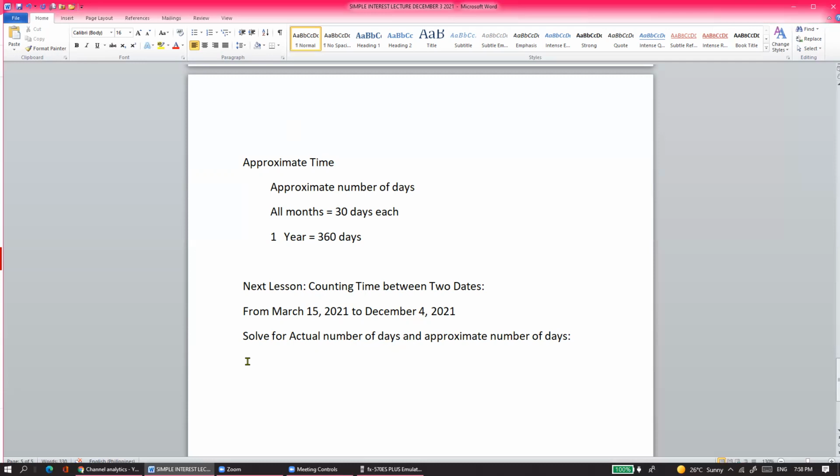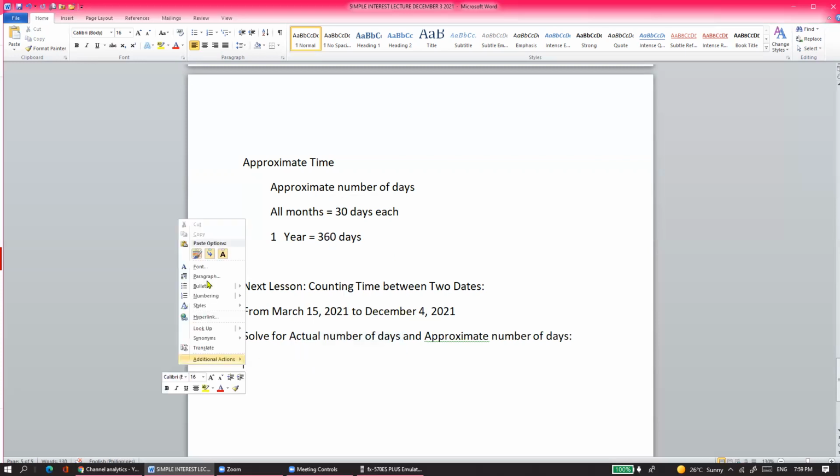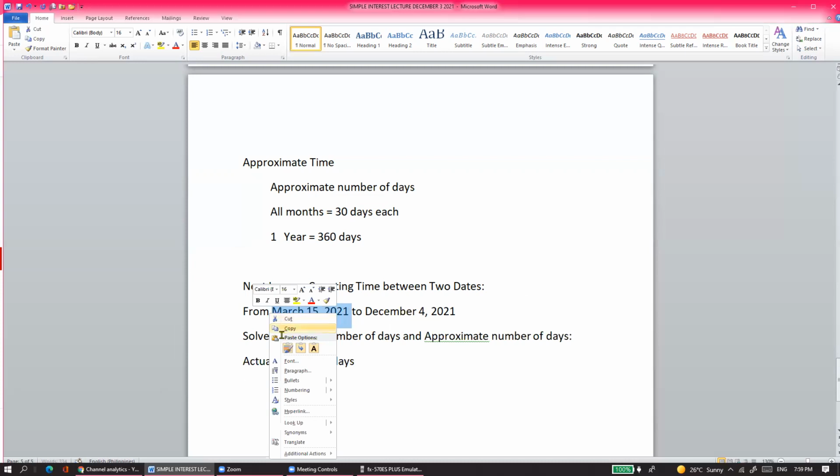So, here it is. From March 15, 2021 to December 4, 2021, we need to compute the actual number of days and the approximate number of days. So, I will do the actual number of days first. This is how it is calculated. Okay. So, first, March 15, 2021. I'll show you the calculation. March has 31 days. Isn't it, anak? Tama ba po? Yes po.